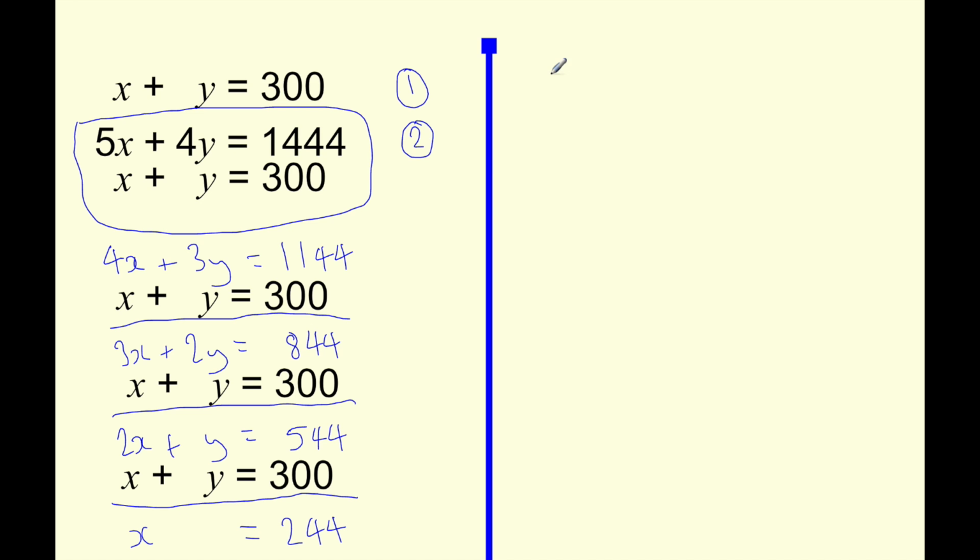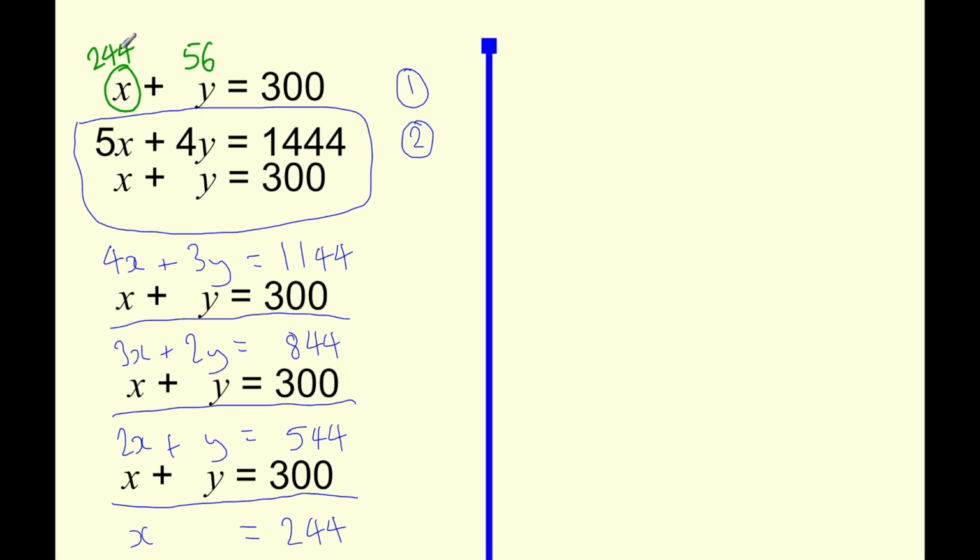Well, as x is 244, so if this is 244, then y must be the difference between 300 and 244. So y must be 56.